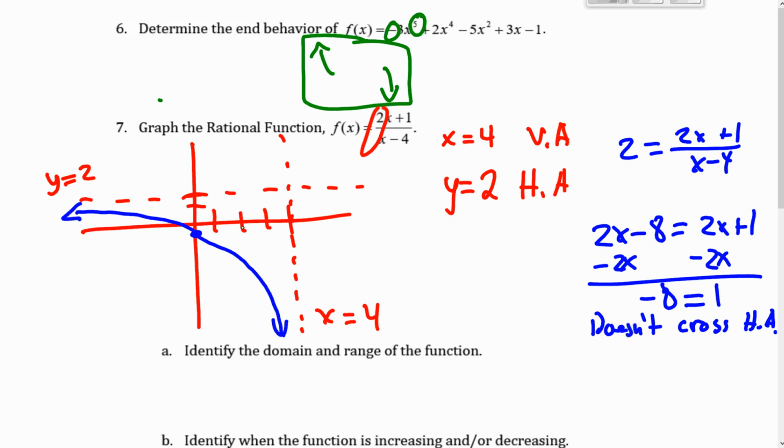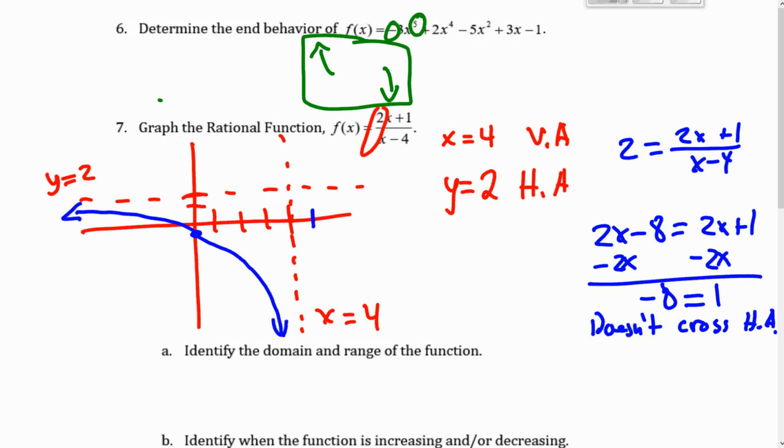If you want to plug in more points, you could plug in 2, you could plug in 1 and see what you get. But really all I need is 1. In between each vertical asymptote, you need 1 or 2 points. 1 is usually enough, but if you need more, then plot more. Okay? And now I'm going to go to the right.